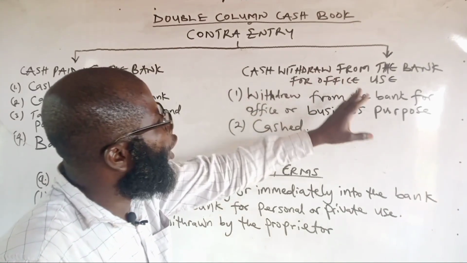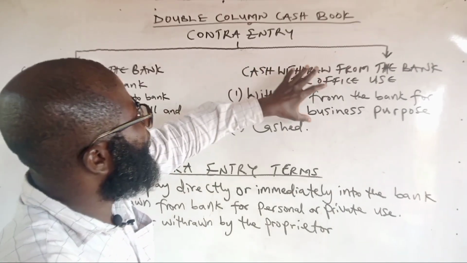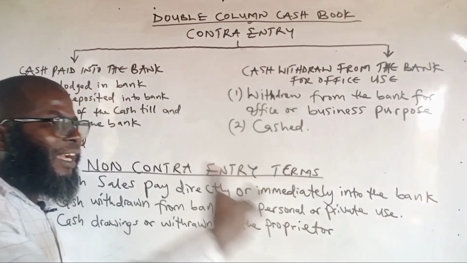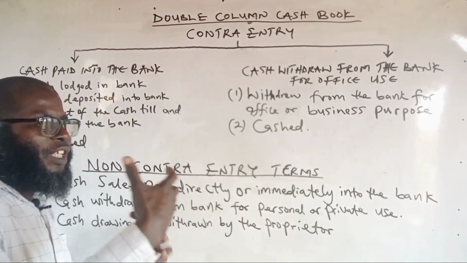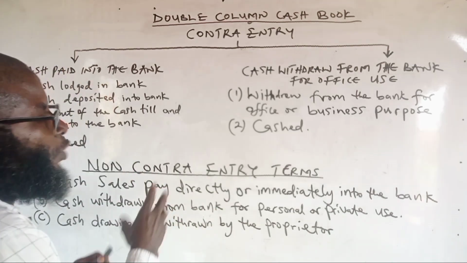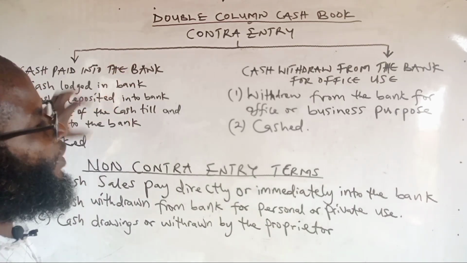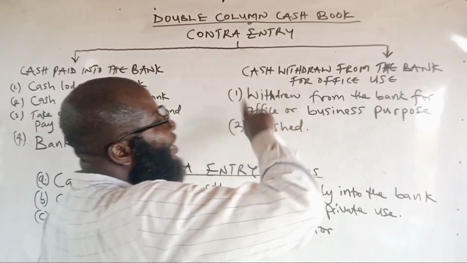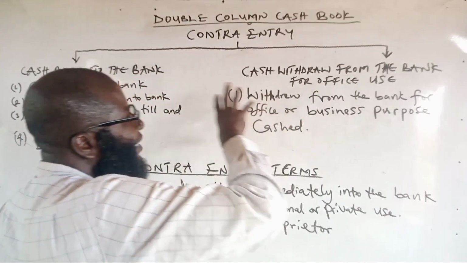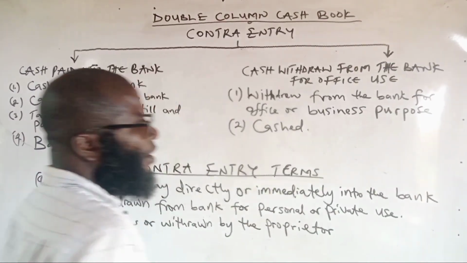Now, cash withdrawn from the bank for office use. In this case, the reverse is the case. Money is withdrawn from the bank into the office. The cash account, which is the same thing as the office, is receiving such money. Therefore, on the debit side of the cash column, you enter such amount there, indicating that the cash account is receiving the money while the bank is giving out. On the credit side, you come to the bank column and enter the amount there, indicating that the bank is giving out the money.